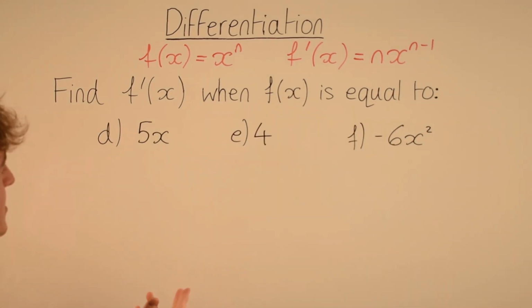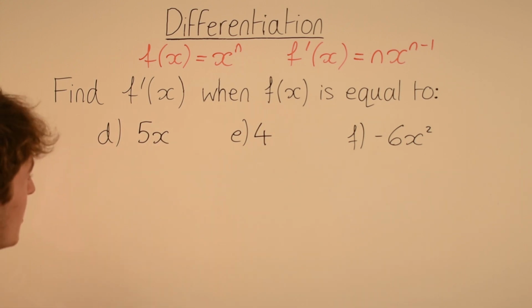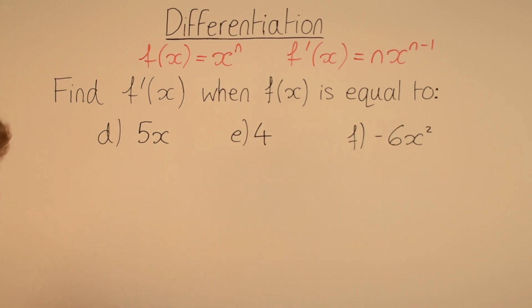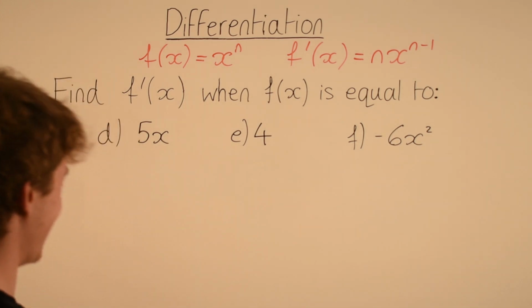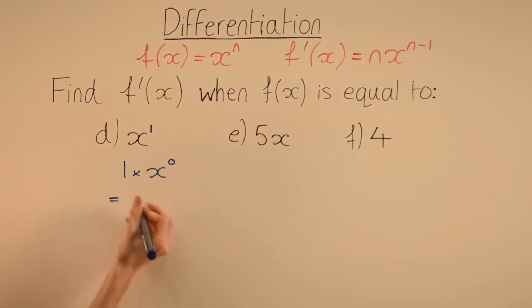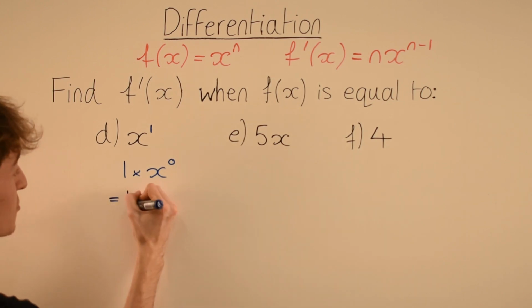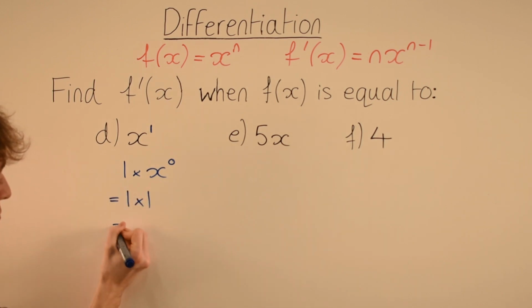Now the question is, what is the power of x that's going on here? What power is going on here, guys? Tell me. Well, anything to the power of 0 is just 1. So this is just going to leave us with 1 times 1, which overall is just 1.